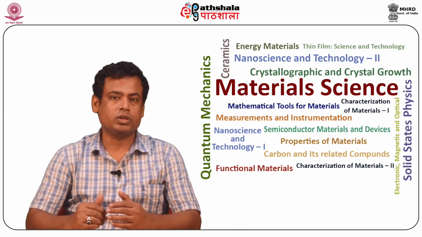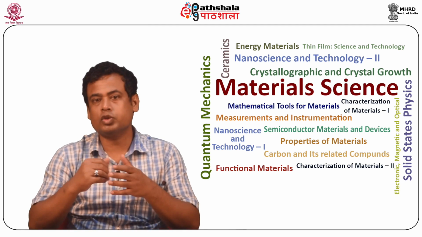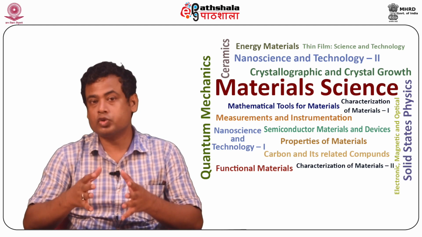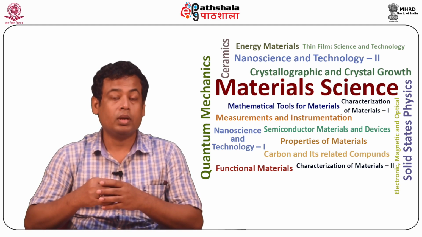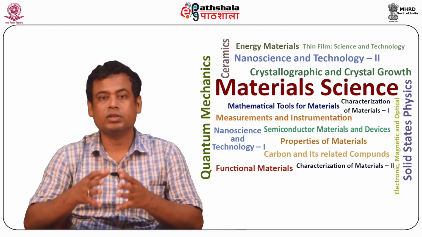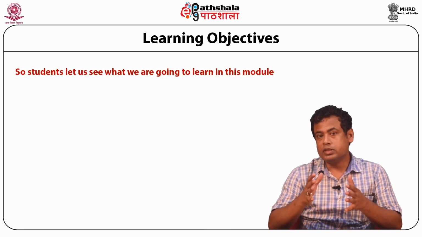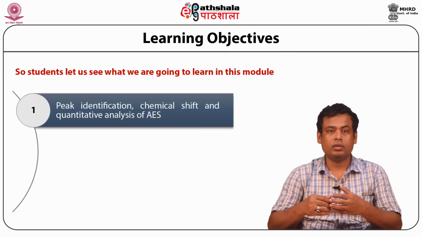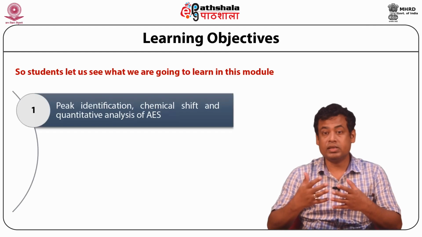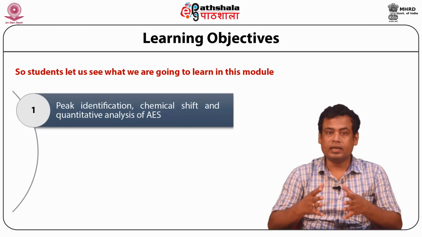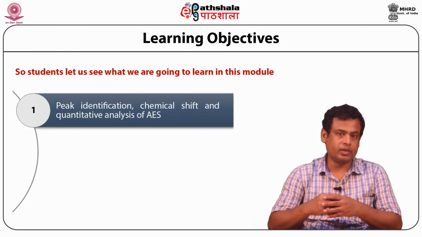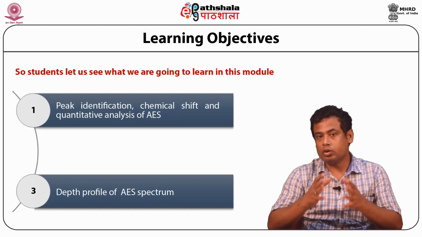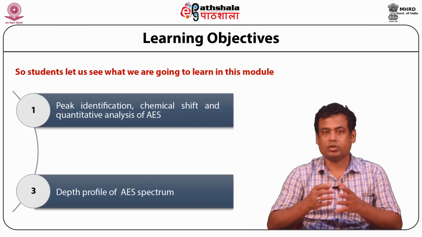Today we are going to discuss the module Auger Electron Microscopy Part 2, which comes under spectroscopic methods from the paper Characterization Techniques for Materials 2. From this module, students may get to know about the following: first, the peak identification, chemical shift and quantitative analysis of Auger electron spectroscopy, and the depth profile of Auger electron spectroscopy will be discussed.